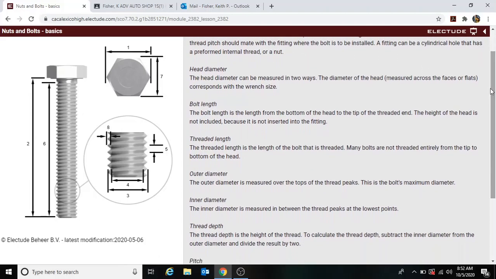So a head diameter, I'm talking about this right here. Bolt length, here. Threaded length is just the thread. Outer diameter, so that's from the outermost point to the outermost point. Inner diameter is from the inside of the thread to the inside of the thread. All right.